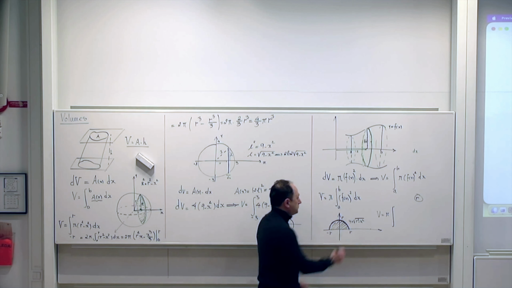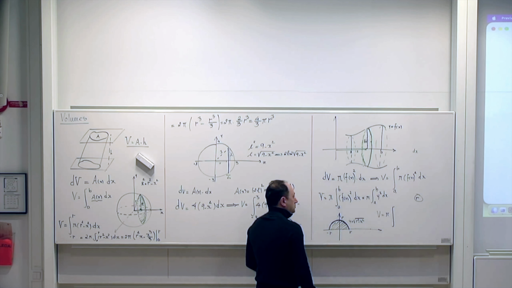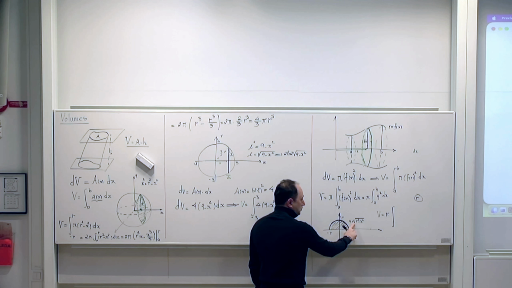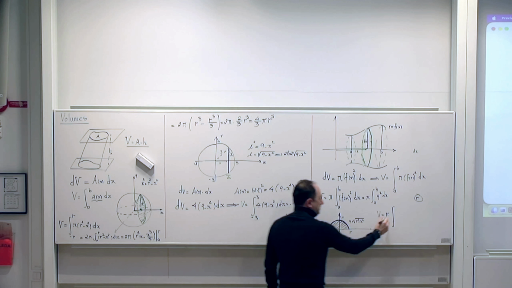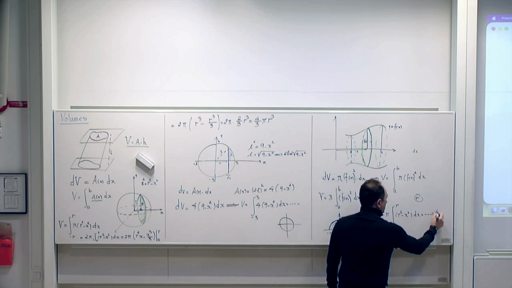In this formula, sometimes people write it as the integral from a to b of y squared dx, if they want to make it shorter to remember. So I have to write y squared, be careful. It becomes r squared minus x squared dx, and it goes from minus r to r. And if you calculate this one, of course you will get the same answer.